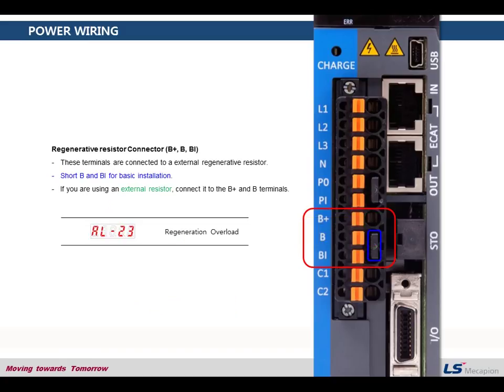Another alarm related to regenerative resistor is 23. The cause of this alarm is regeneration overload. To prevent this alarm, the appropriate resistor is required. More detailed information will be included in regenerative resistor session. So please check the video session 1.4 regenerative resistor session.